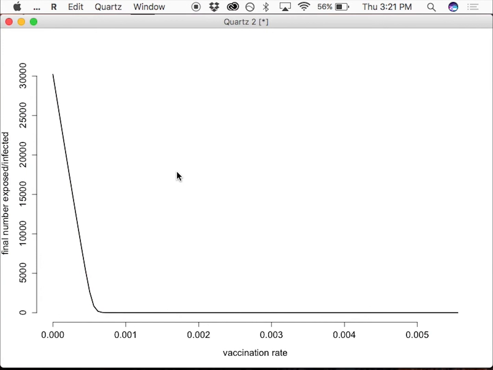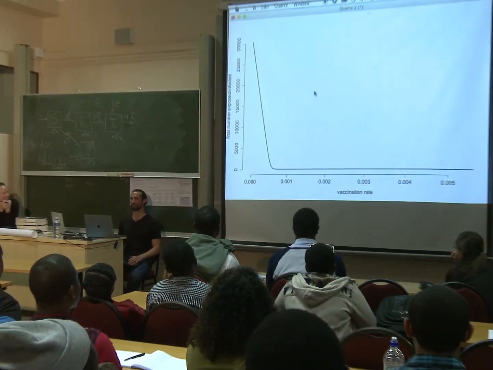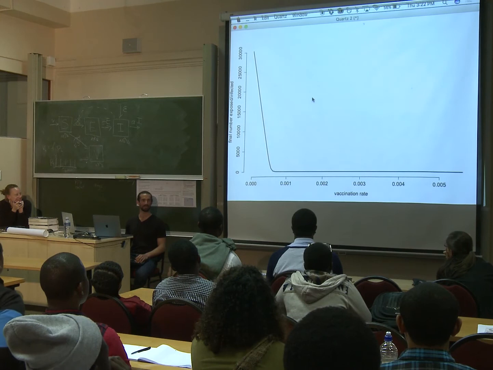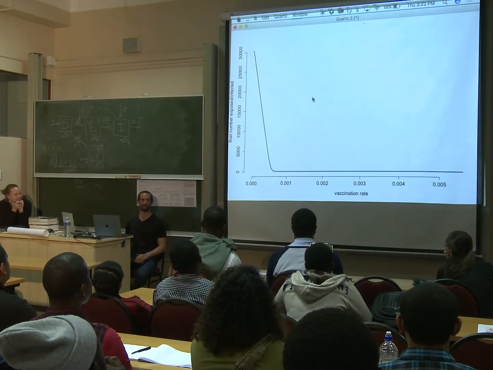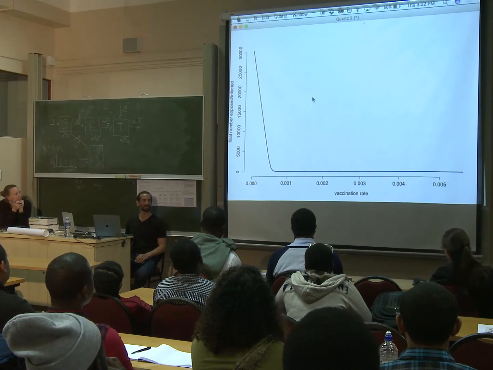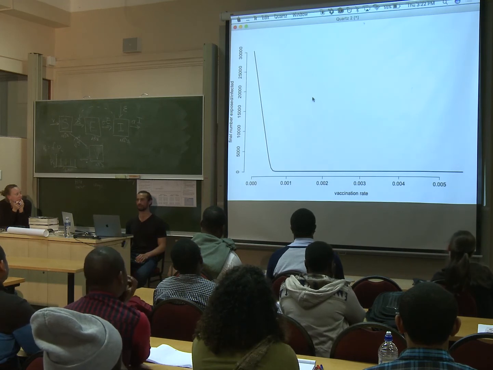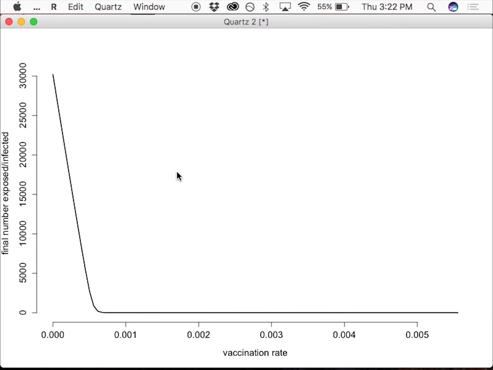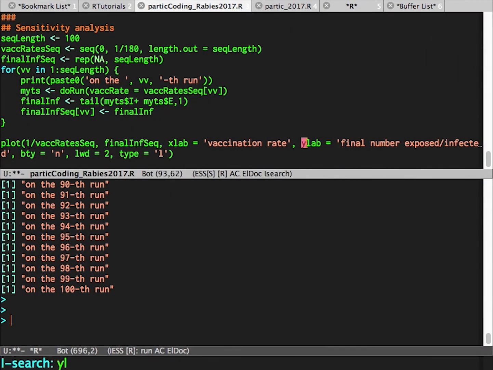All right, so what have we learned? Remember the visualization lecture? Don't present confusing plots if you can avoid it. How can I make this plot easier to understand? What is the vaccination rate? It's this confusing thing that we only understand as 1 over the amount of time a dog spends susceptible before it's vaccinated. So why don't we just plot it versus that instead? Easy enough.